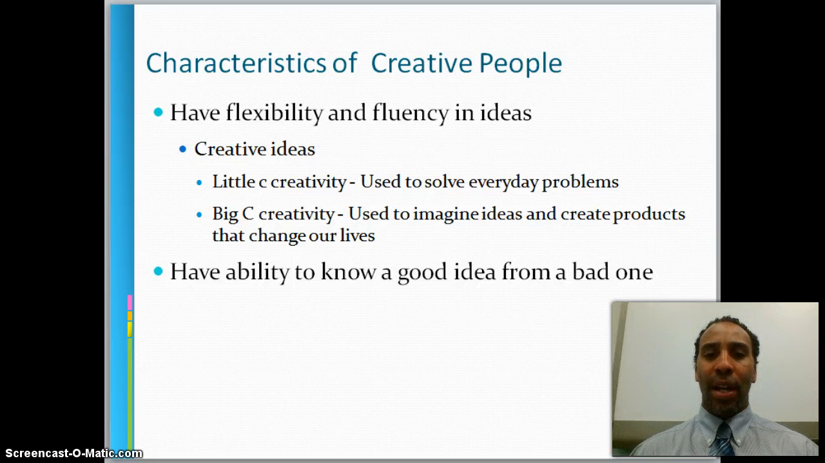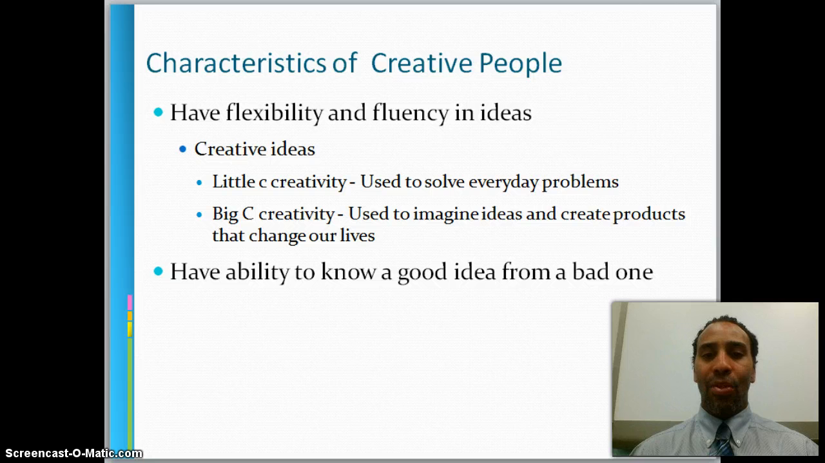And big C creativity is used to imagine ideas and create products that change our lives, right? Like that water stick that you take out if you're in the wilderness, or they sell them in third world countries. It's like a straw, you put it in very dirty water and you suck it through the straw, and it cleanses the water. So that's something that's big and creative that can change lives for people in third world countries.